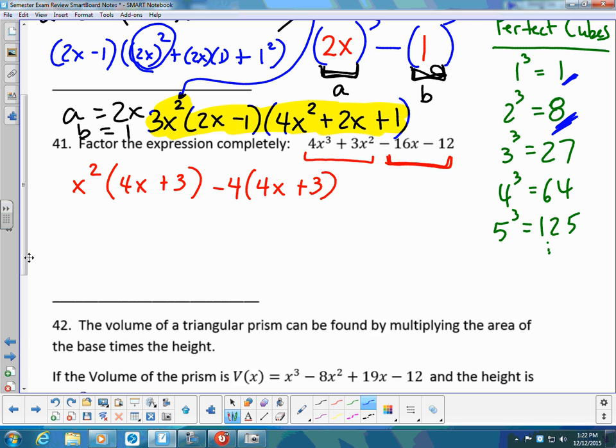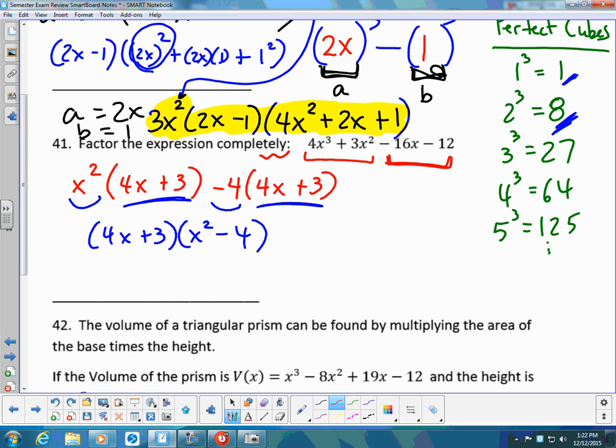That looks better. Since I have the same thing now in parentheses, I get a 4x plus 3, and then what's left over here goes together, x squared minus 4. So this is factored, but I don't think it's factored completely because this x squared minus 4 can be factored further. This is a difference of two perfect squares, and we have a formula for that. That formula says a squared minus b squared factors into a plus b times a minus b.